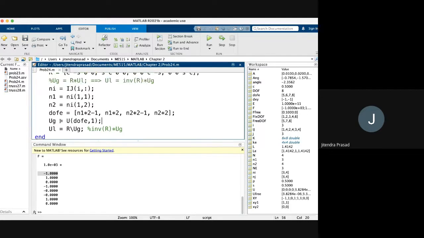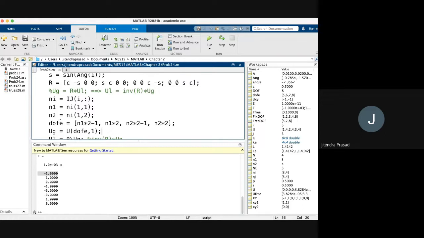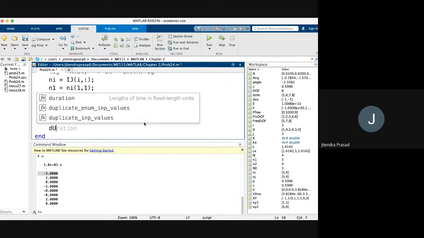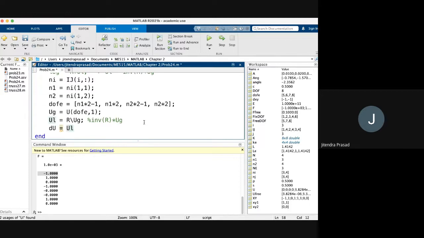Okay, so now when you get UL, this is in local format, meaning that the first one will give you the axial. So du you can find out will be equal to ul3 minus ul1, which is the displacement, axial displacement basically. Yeah, and then strain. So we can have strain and stresses here.